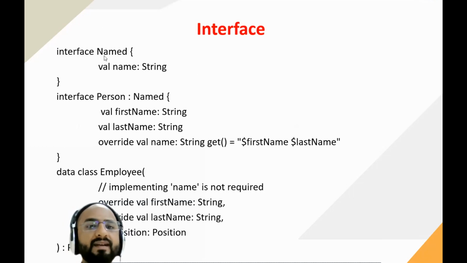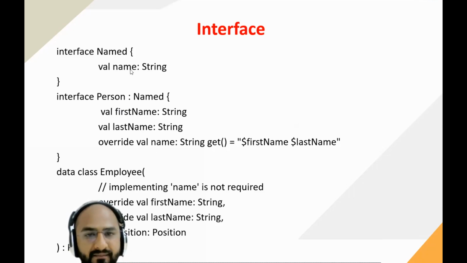Another example, interface Named. In the Named interface, there is a property name: String. So that Named interface is inherited into the Person interface. A class can inherit an interface, and an interface can also be inherited into another interface. Now, the Named interface is available in Person also. In the Person interface, val firstName: String, val lastName: String, and there is a method named get.